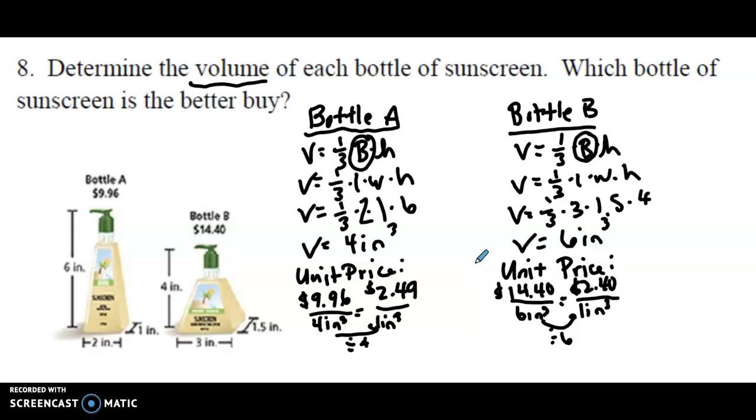Okay, hopefully you got $2.40 per cubic inch. Better buy is defined as the one that is cheaper per unit, and since $2.49 is more expensive than $2.40, bottle B is going to be our better buy.